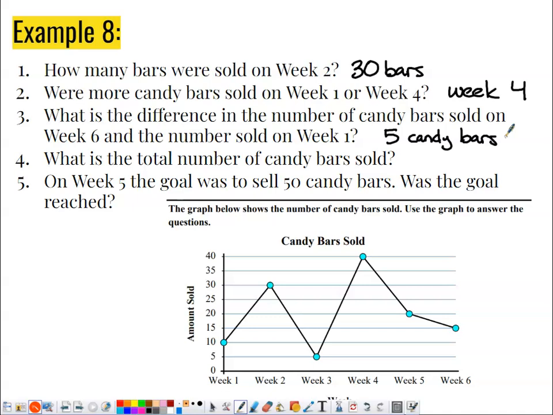Okay. Number 4, what is the total number of candy bars sold? So what we need to do is take each week, right? So there's 10, 30, 5, 40, 20, and 15. Add them up, and that's going to be your answer. So for this one, we sold 120 candy bars. And week 5, the goal was to sell 50. Was the goal reached? So we're just looking at week 5 total. Sadly, they did not reach it because they sold 20. So for number 5, they did not achieve their goal. So no.